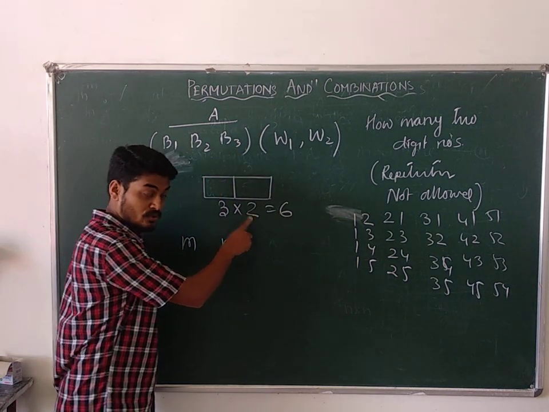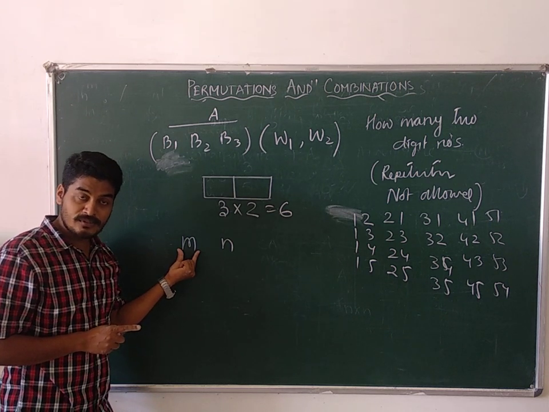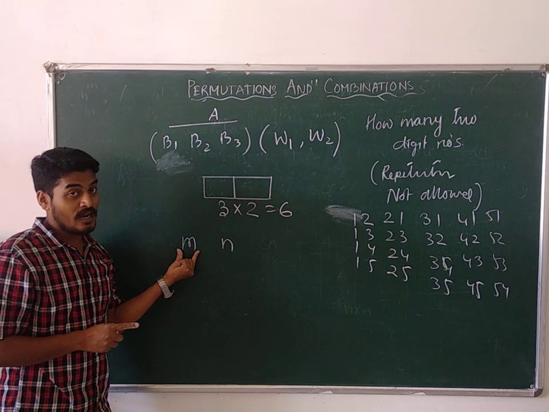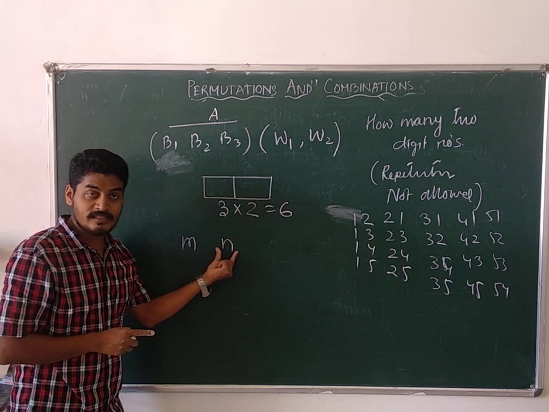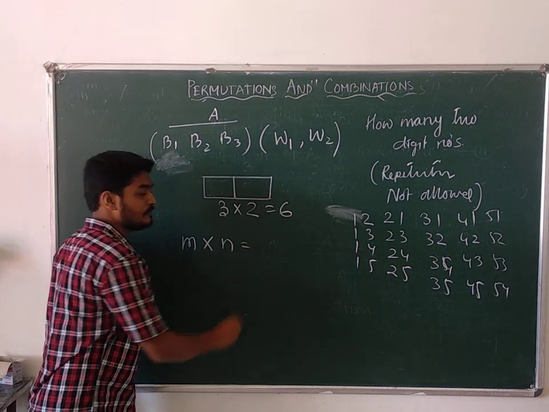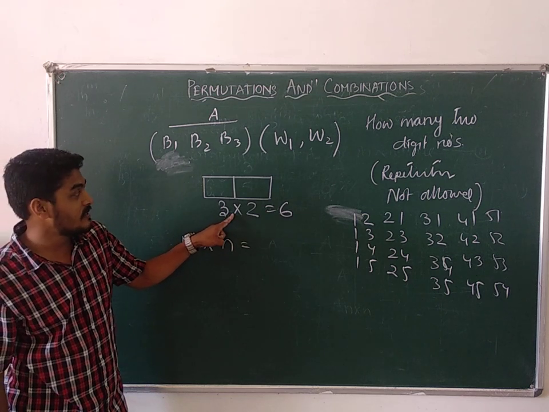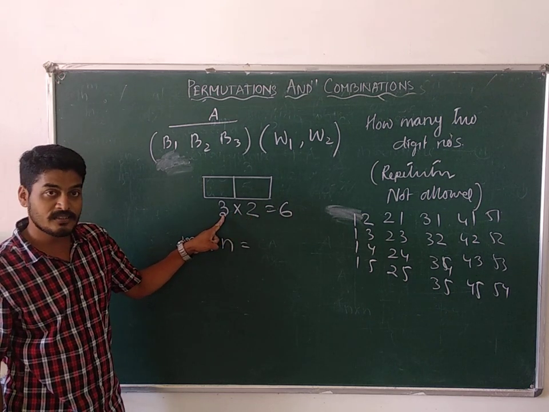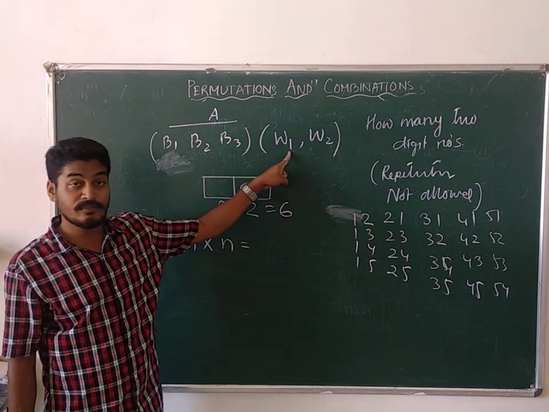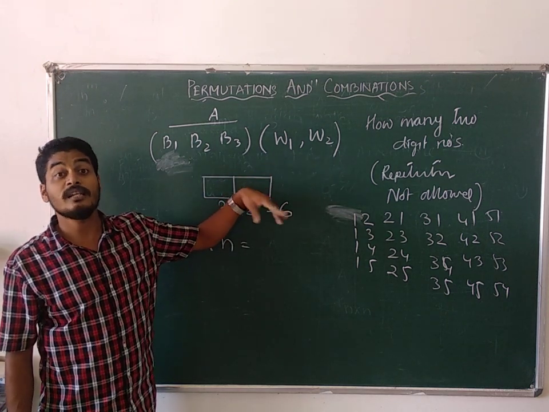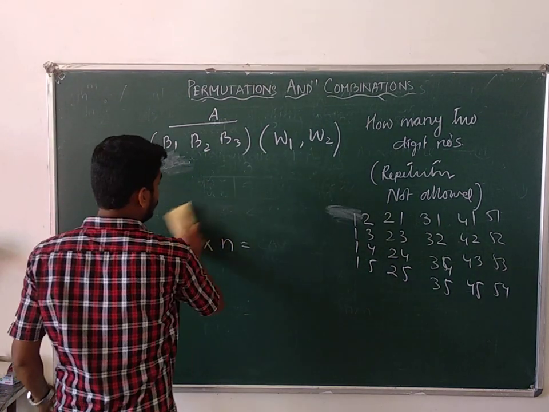2 ways. More precisely, if the first event can occur in m ways, and after having the first event, the second event occurs in n ways, then the total number of ways will be m into n. The first event occurs in 3 ways. The second event, depending upon the first event, is occurring in how many ways? 2 ways. Only the first event and the second event will be considered. So what is the total number of ways? 3 times 2 is 6.